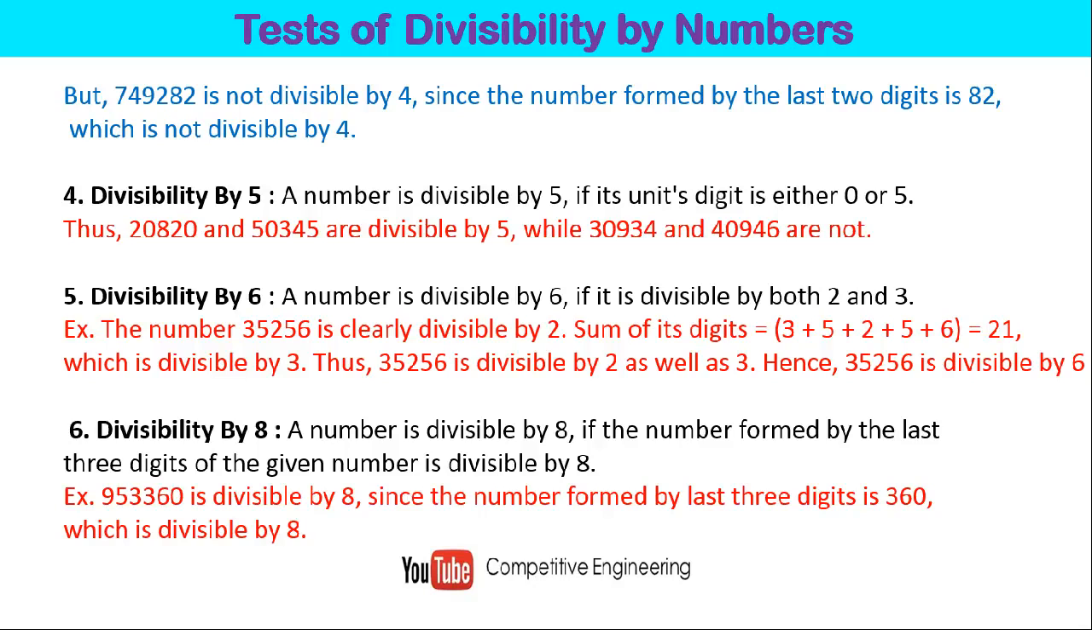953360 is divisible by 8 because the last 3 digits are 360. We will divide it by 8. If it is completely divisible, then that number is divisible by 8.